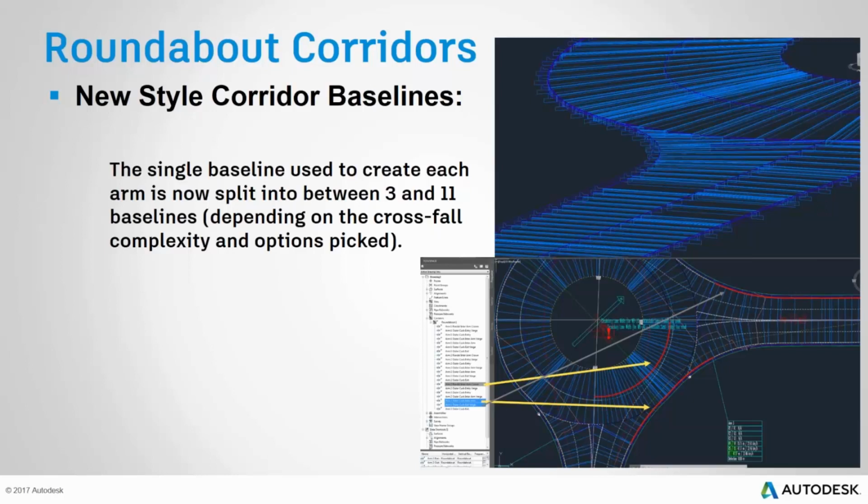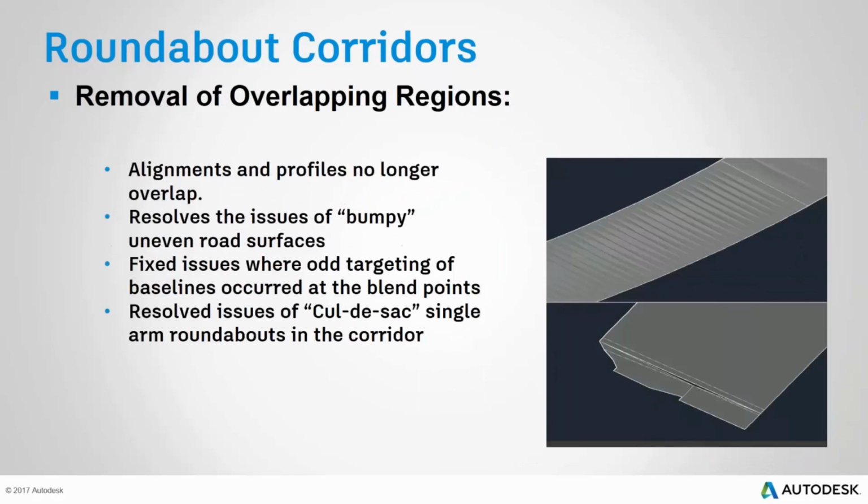We have pretty much eliminated the bumpy overlapping regions. On the pictures here, we're showing that because we were sharing overlapping alignments, the 2018 release had bumps all the way down the road. In some cases it wasn't always there, but it was fairly easy to get to occur. They have gone. We also, because of the targeting of the baselines, had a few issues at the blend point end of the road. Again, they have gone.